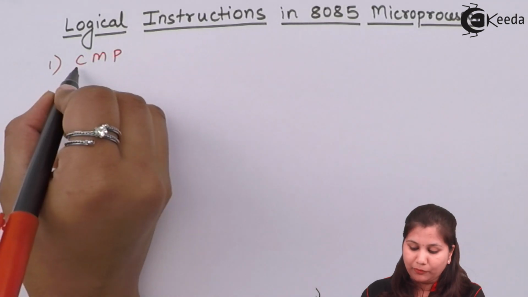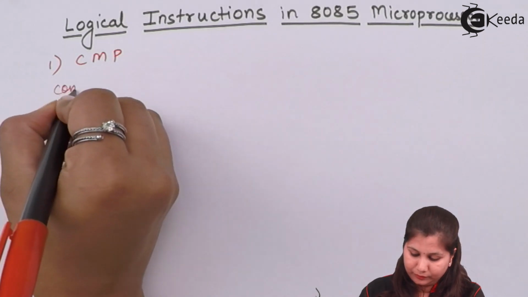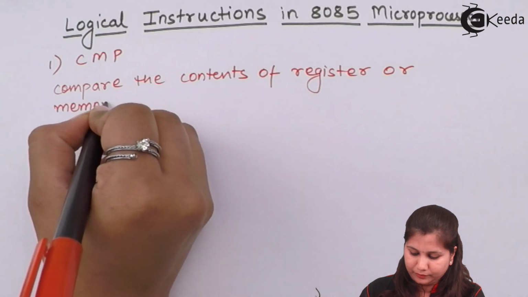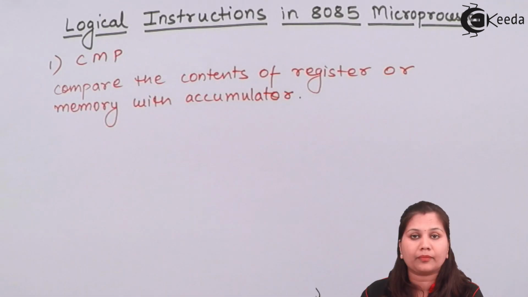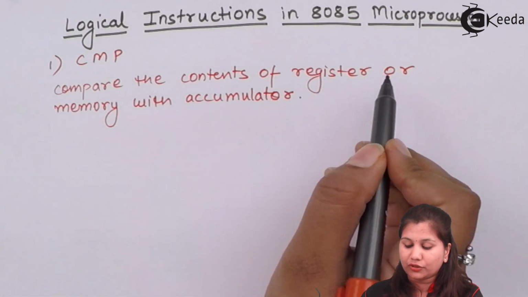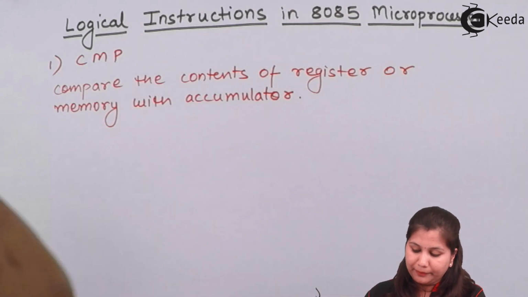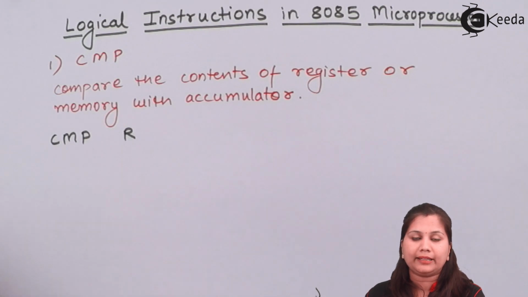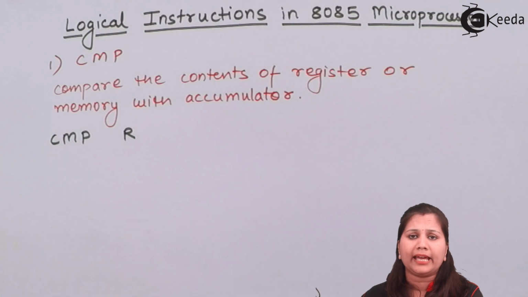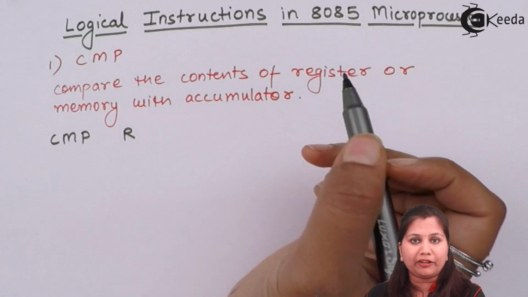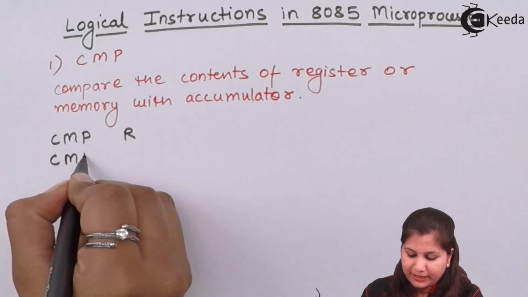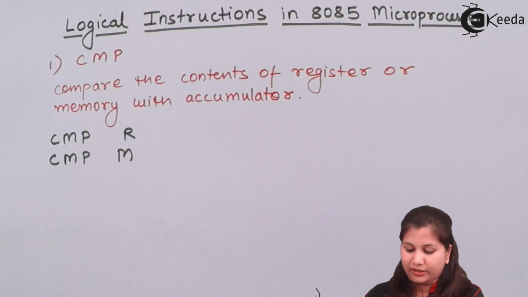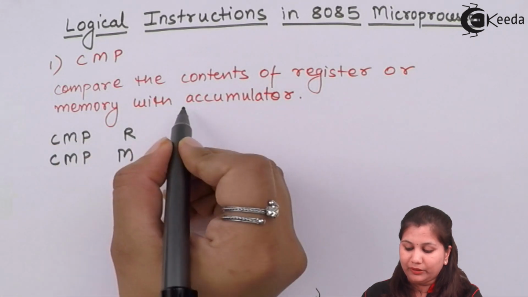compare instruction and its mnemonic is CMP. This instruction compares the contents of the register or the memory with the accumulator. Suppose we are comparing the contents of the register, so we will write CMP R. It can be any of the registers like A register (accumulator), B, C, D, E, H, L, any of the 6 registers of the 8085 microprocessor. If we are comparing the memory, then we are going to write CMP M, and M is the address of the memory location which is there in the HL pair register. So it is going to compare the contents of the register and memory with the accumulator.